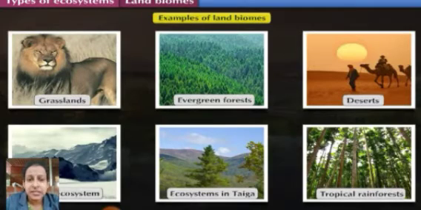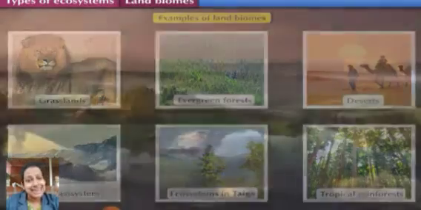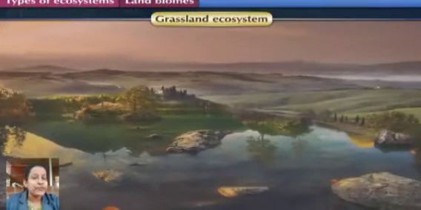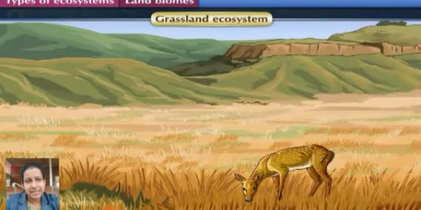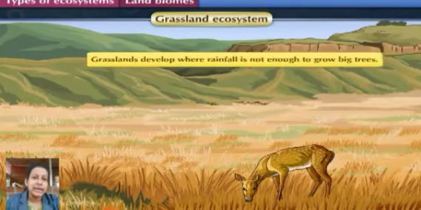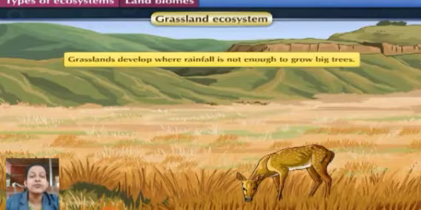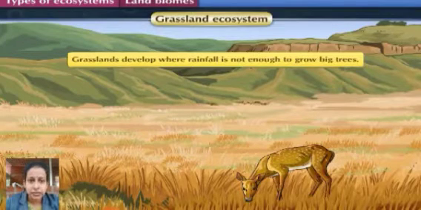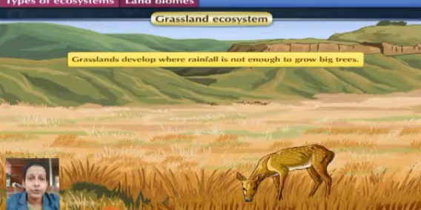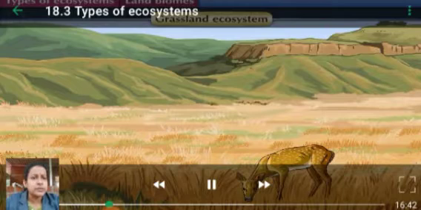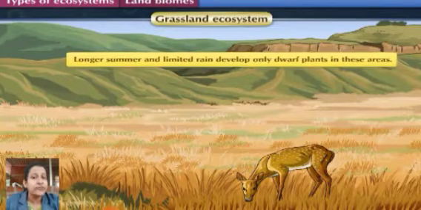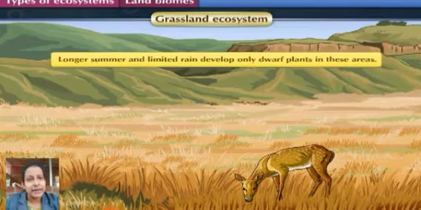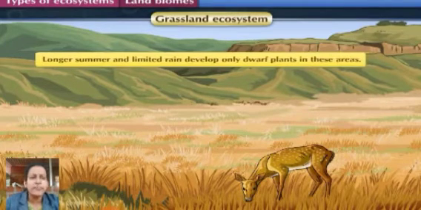So let us study some of them, and out of which we are going to study grassland ecosystem and forest ecosystem. So let's begin with the first one, that is grassland ecosystem. Grasslands develop where rainfall is not enough to grow big trees. Since the rainfall is less in these regions, you will find that big trees are not grown, so you will find only grasses. Here the summers are longer and rain is also limited, which develops only dwarf plants in these areas.